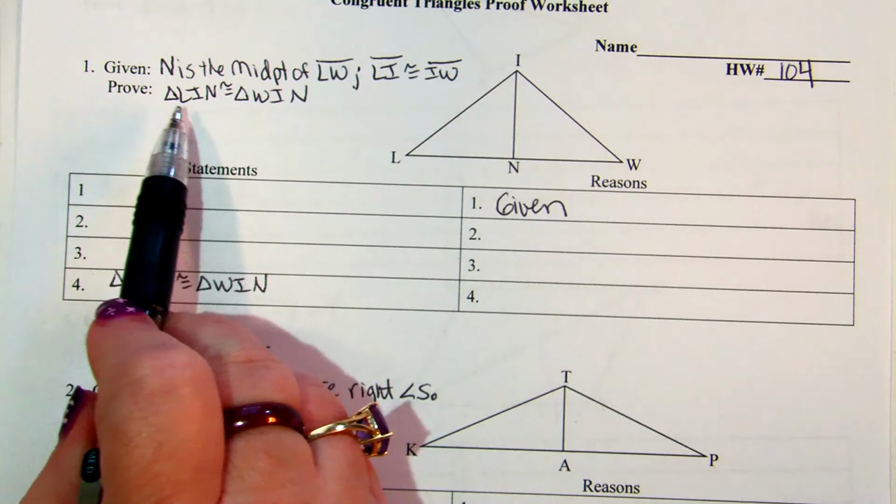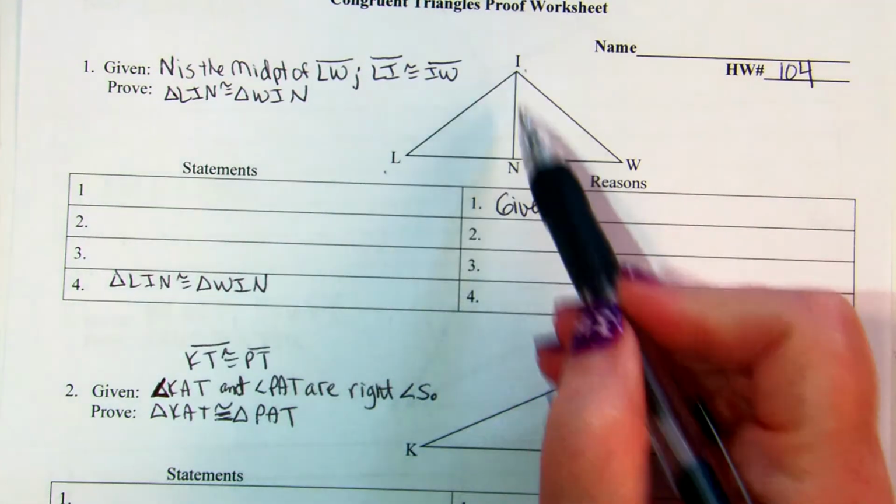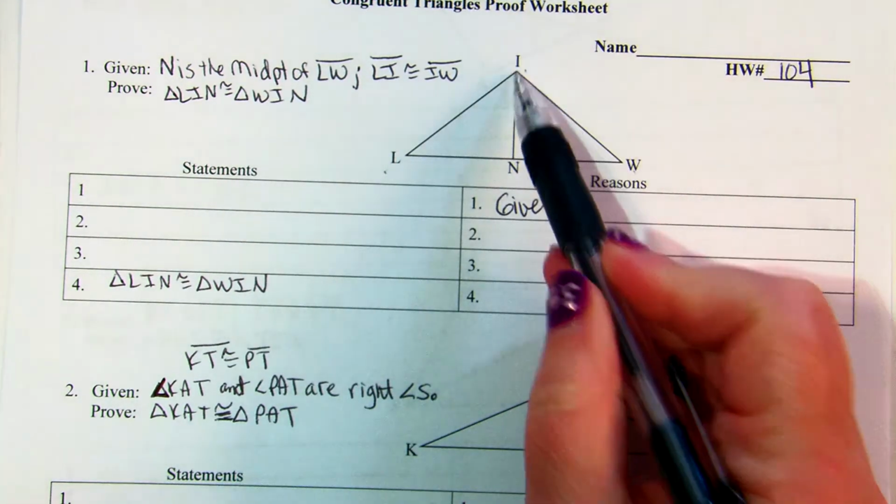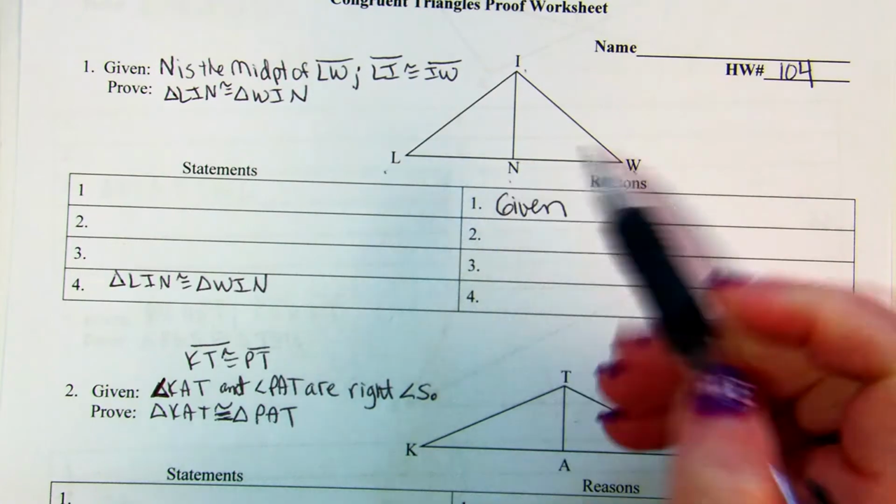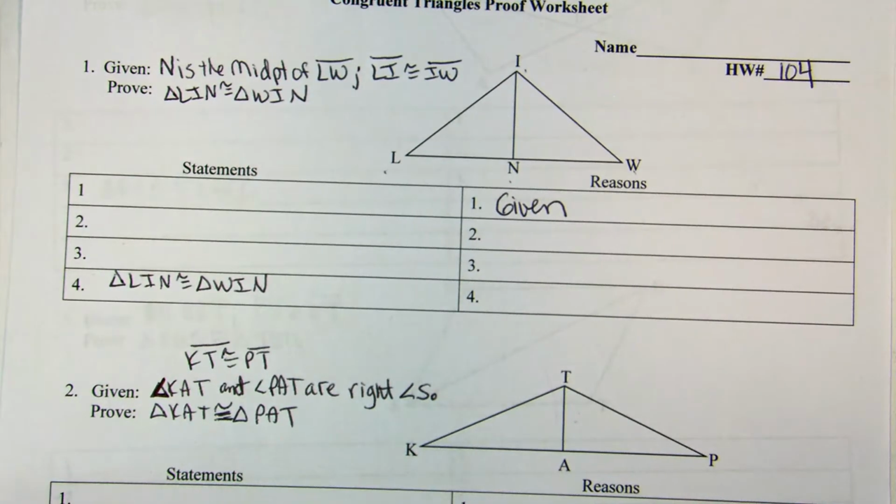so we're trying to prove that triangle LIN is congruent to triangle WIN. And we know we have AAS theorem, SAS postulate, ASA postulate, HL theorem, and SSS postulate. Those are the 5 that we have. So we have to use one of those.